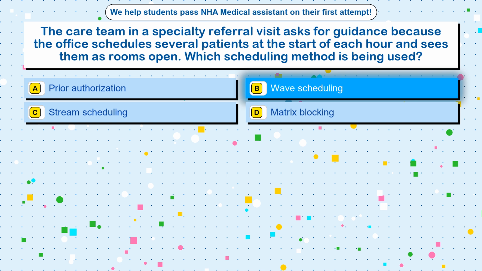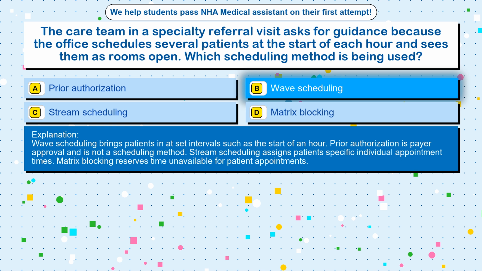Wave scheduling. Wave scheduling brings patients in at set intervals such as the start of an hour. Prior authorization is payer approval and is not a scheduling method. Stream scheduling assigns patients specific individual appointment times. Matrix blocking reserves time unavailable for patient appointments.